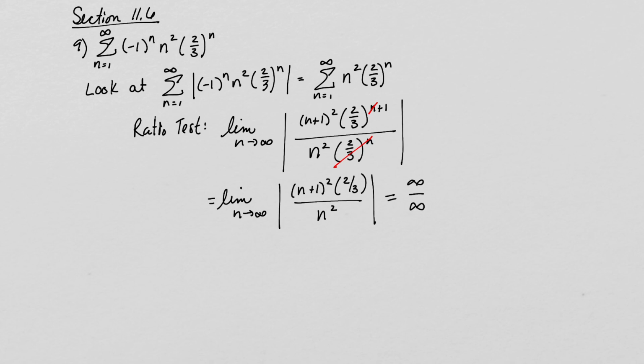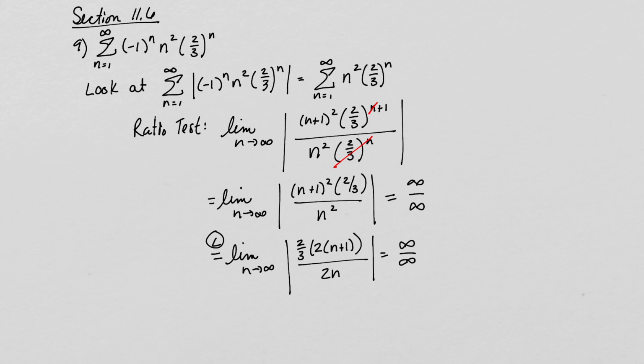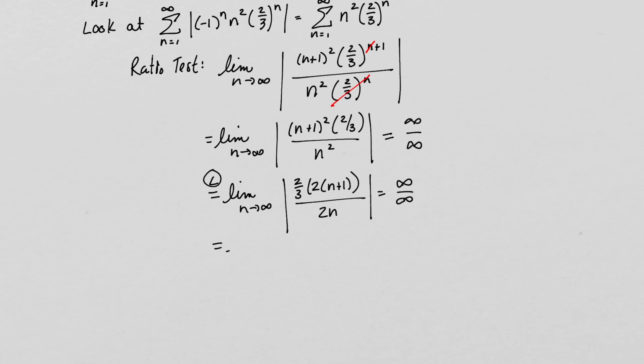And so if I do L'Hopital's rule to it, we're going to get the limit as n approaches infinity of the absolute value. So the derivative of the top, the 2/3 is just going to stick around because it's a constant. And then I have 2 times n plus 1. And the derivative of the bottom is 2n. So this again is going to be infinity over infinity. And if I clean this up a little bit before I do L'Hopital's rule again, really I have 4/3 times n plus 1 all over 2n. And I don't need the absolute value there.